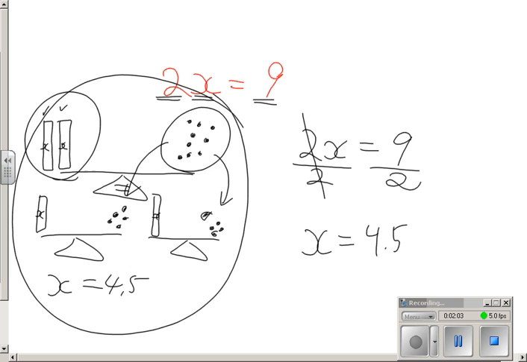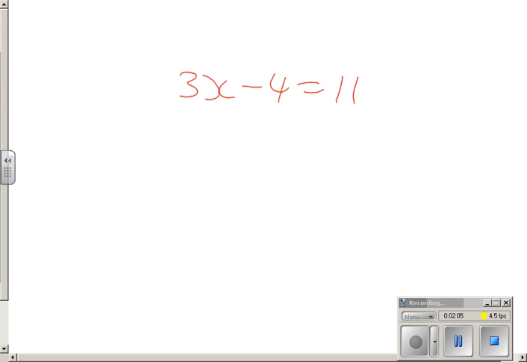If we look at the next question, we have 3x minus 4 equals 11. Now this is a multi-step question. It's a two-step algebraic equation that we have to isolate for. So let's model it first. Let's see what this looks like.